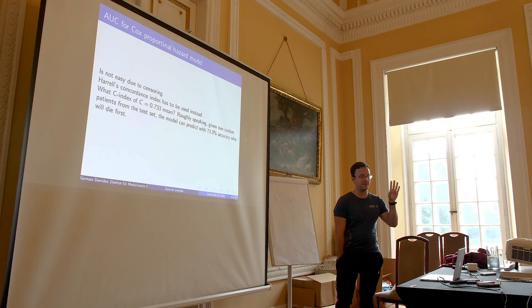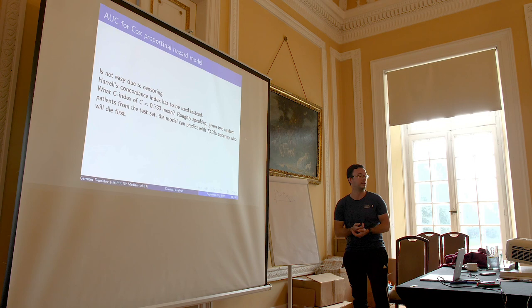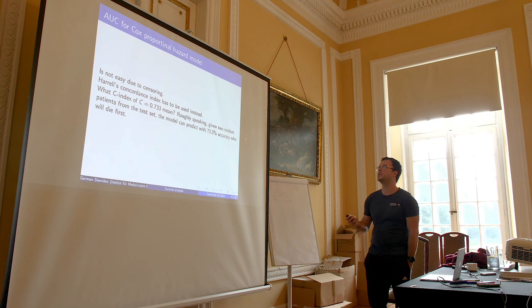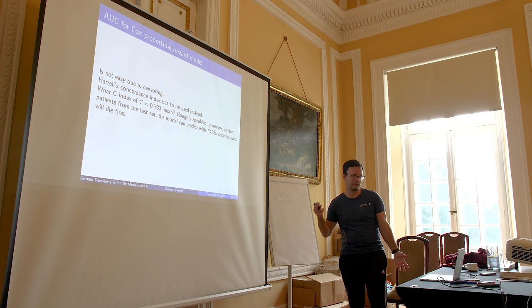He developed this index. Why can't we just apply AUC, the receiver operating curve, as we did before? Because we have censoring, and with censoring it's absolutely unclear what to do. So the C-index takes into account censoring. We will see how it deals with this. What does a C-index of 0.7 mean? It's like given two random patients from the test set, we should see 70% accuracy in predicting who will die first, depending on the predictions of the model.